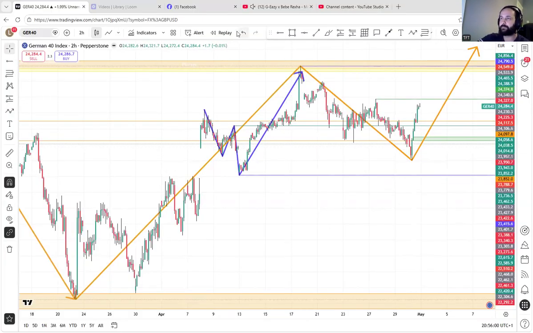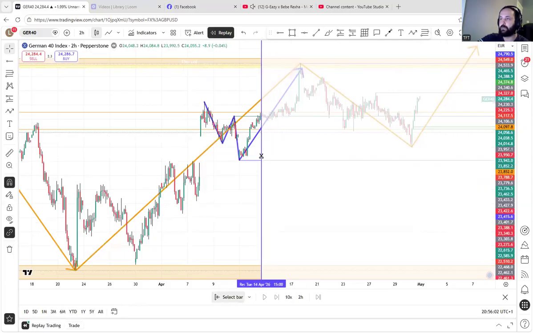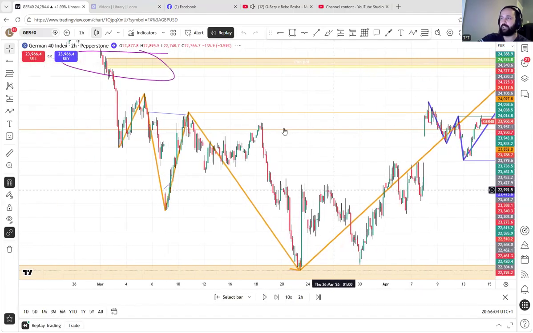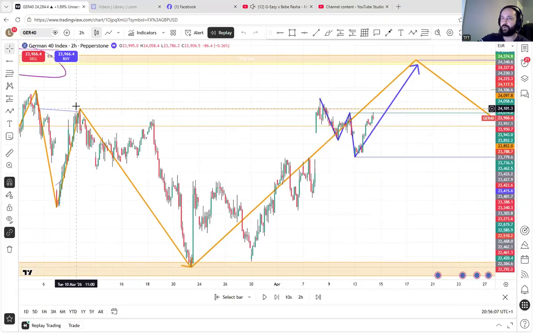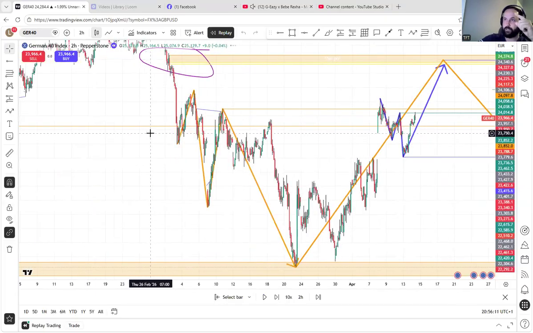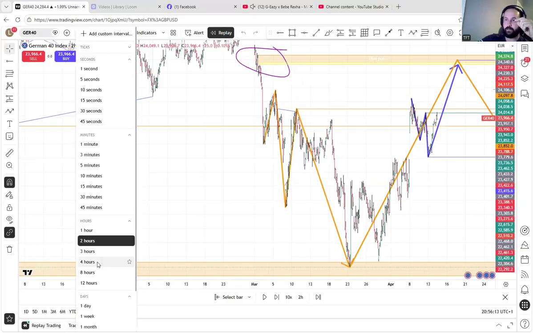2 hour. So if you were following this trade, we've broken the 15 minutes. Told you it's going higher. The 4 hour, let me just show you the 4 hour.